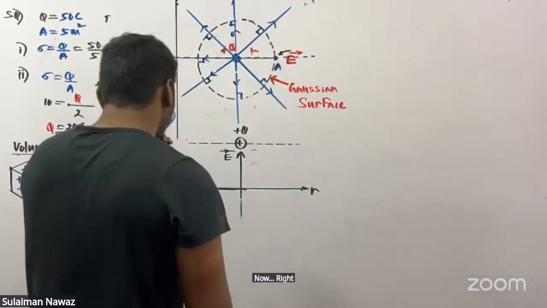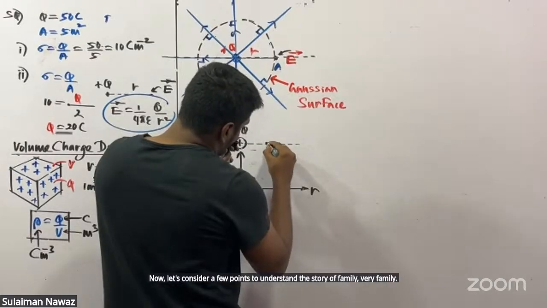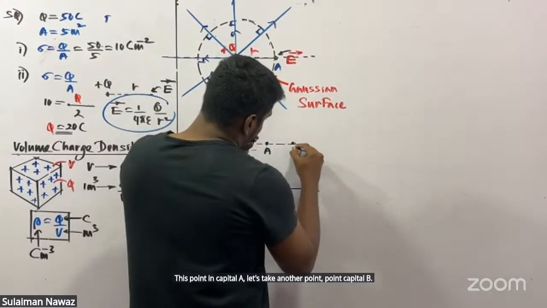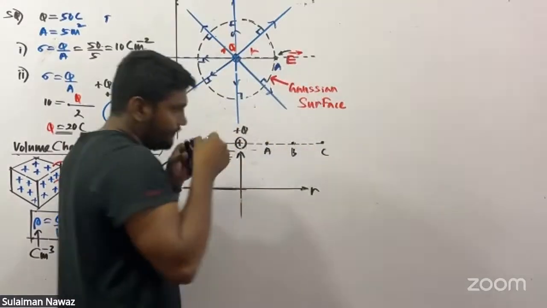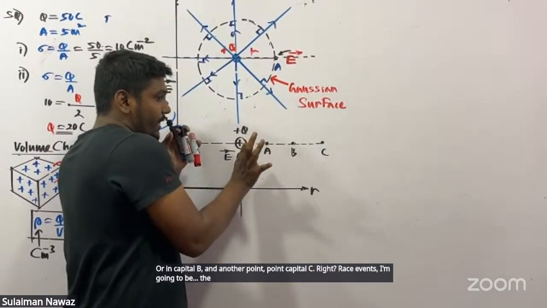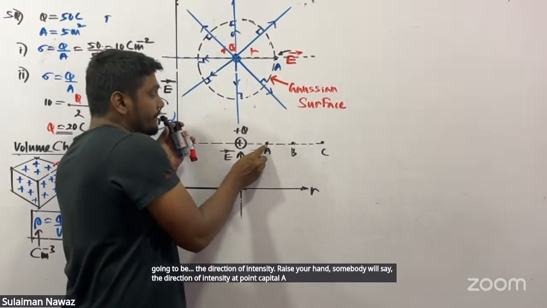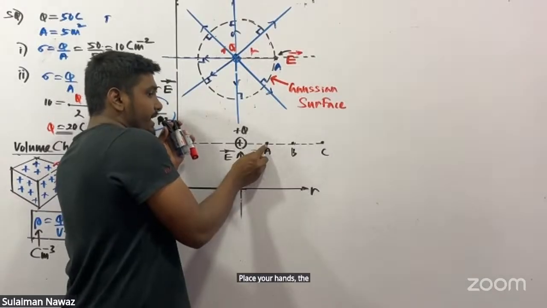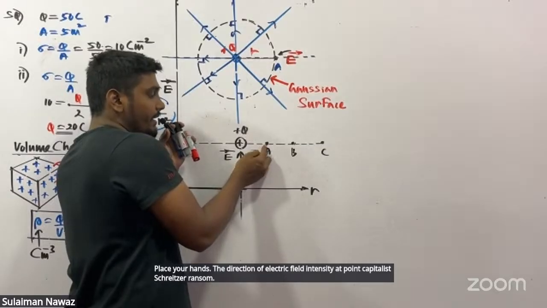Now let's consider a few points to understand the story. This point, capital A. Let's take another point, capital B, and another point, capital C. Raise your hand, someone say the direction of intensity at point A. The direction of electric field intensity at point A is right side, right?